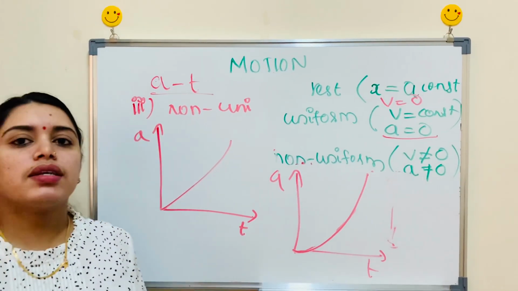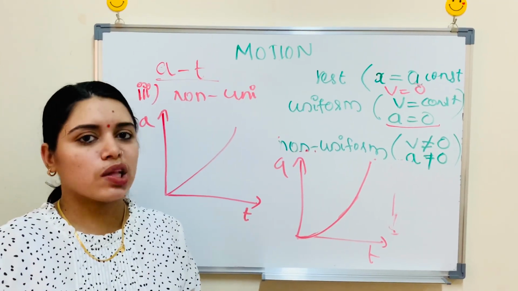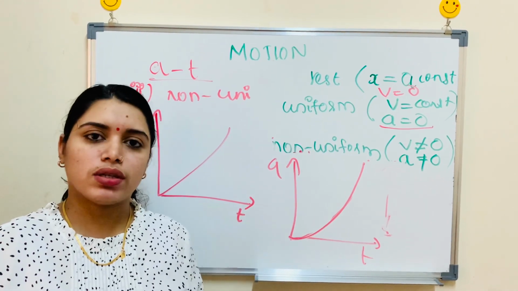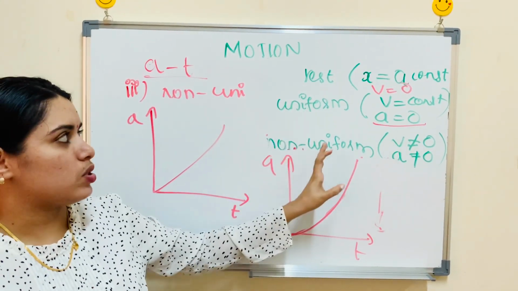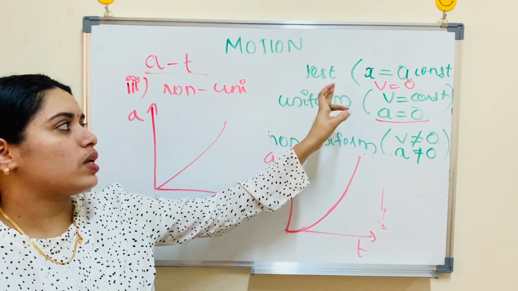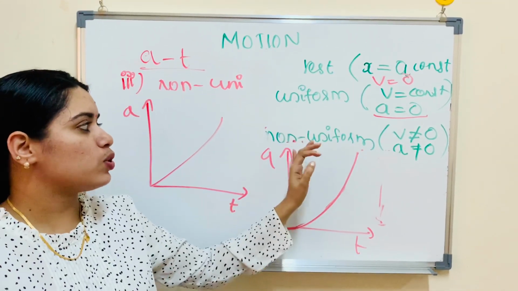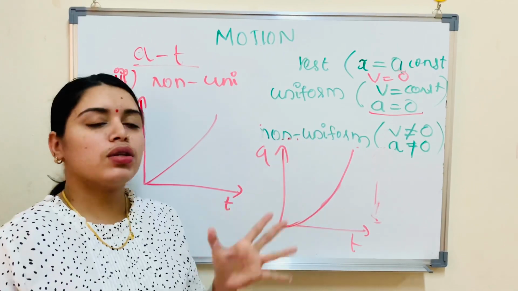Now we have discussed the entire set of graphs: position time graph, velocity time graph and acceleration time graph for each of these three conditions. Rest, if the body is at rest, when the body is in uniform motion, and when the body is in non-uniform motion.